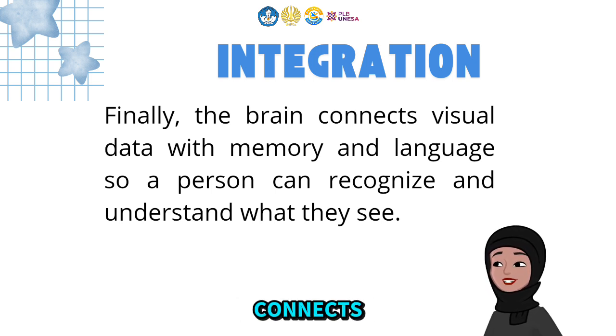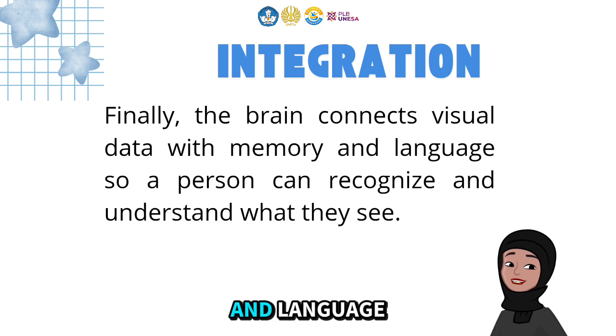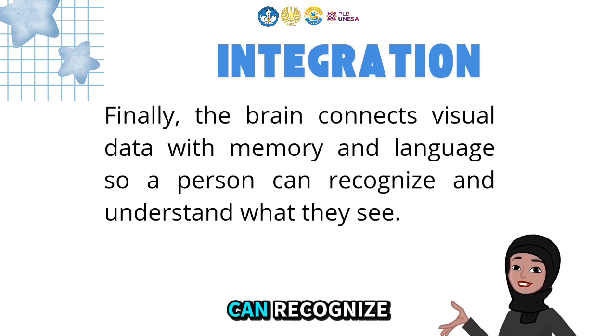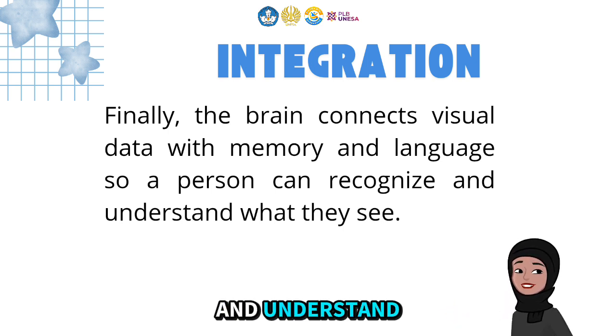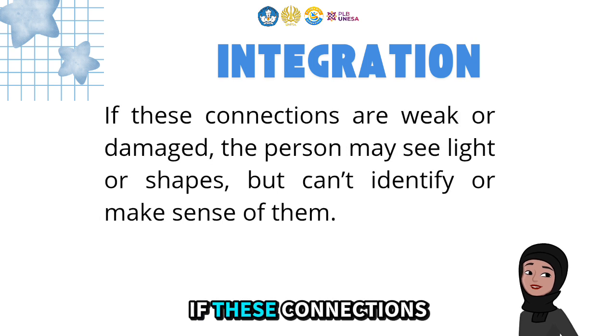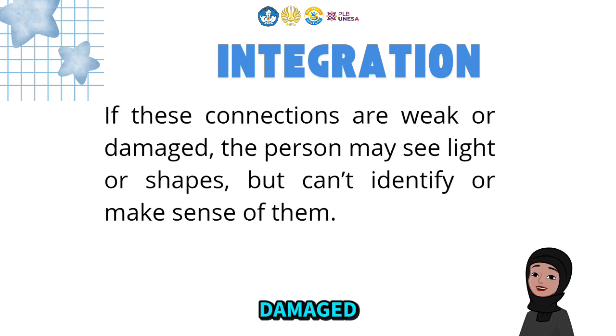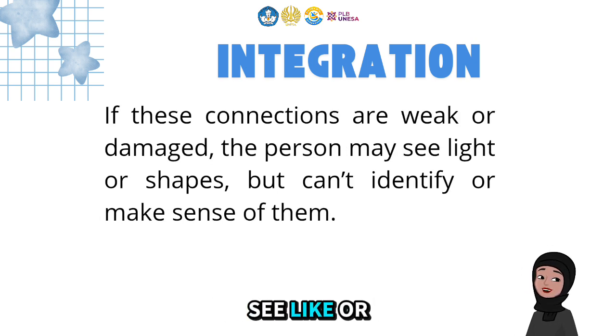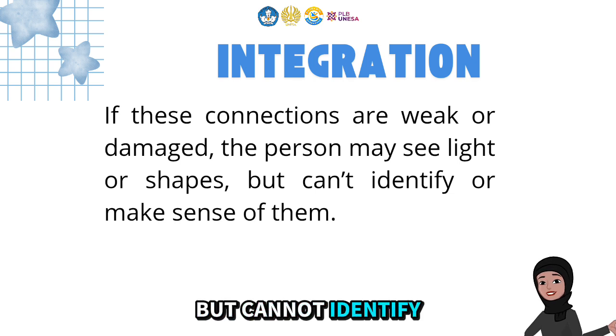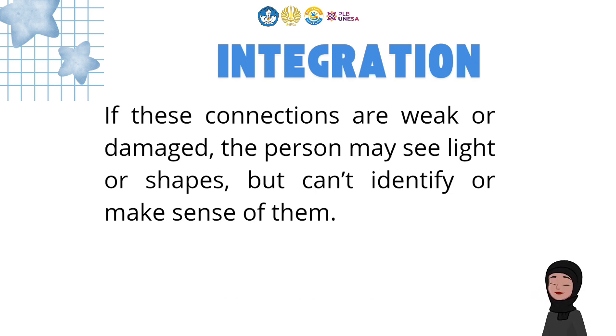Finally, the brain connects visual data with memory and language, so a person can recognize and understand what they see. If these connections are weak or damaged, the person might see light or shapes, but cannot identify or make sense of them.